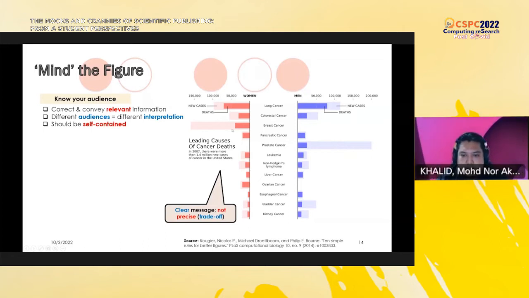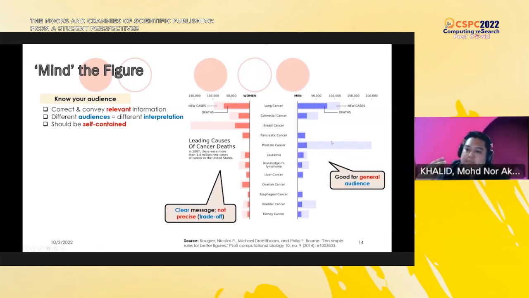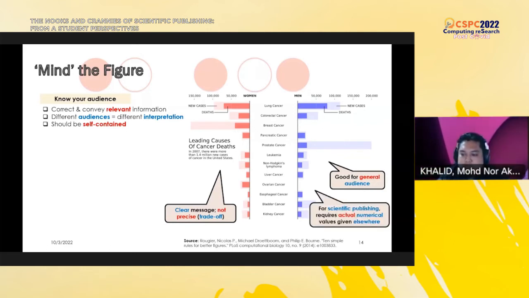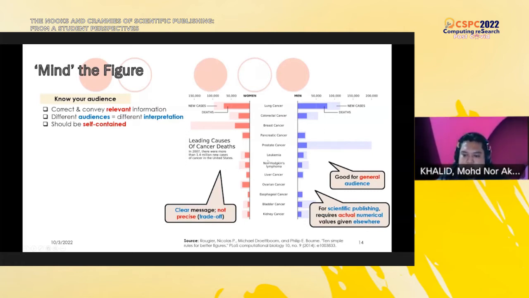But the problem is they are not precise, because you cannot get a clear number for each of these bars. So this is very good for a general audience, to give a big picture understanding of the content and focus of this figure. But for scientific publishing, you require an actual numerical value shown in this figure. And of course, if not, you can give this elsewhere, maybe in your text and your caption, and so on.